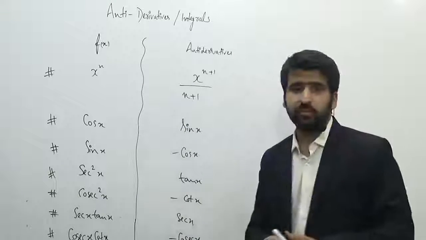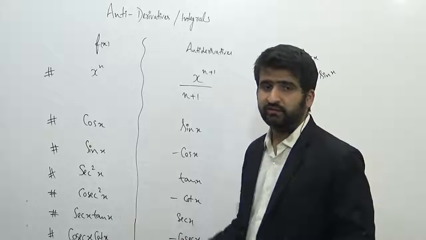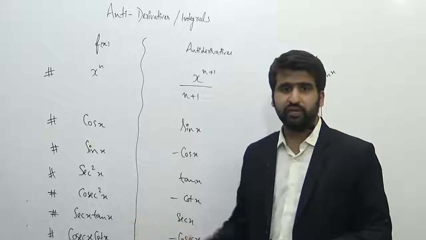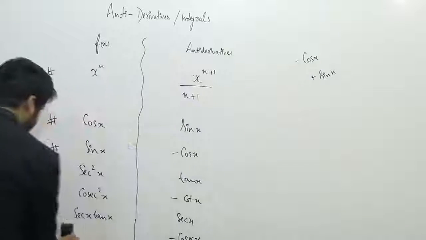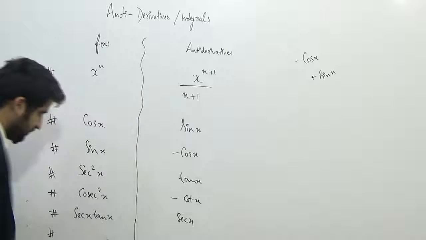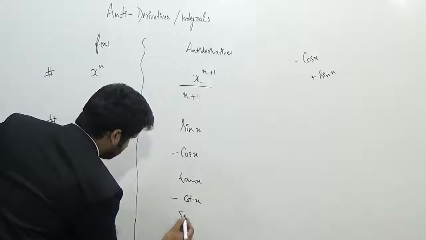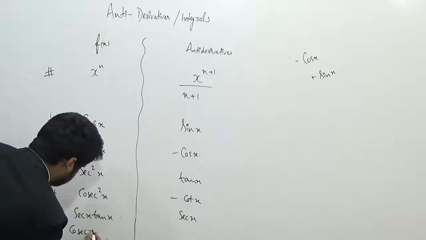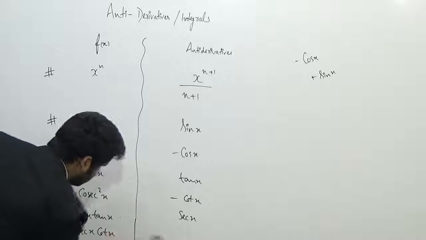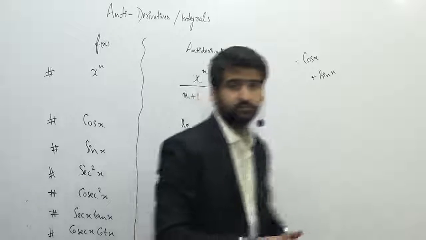Now you just have to remember the concepts of differentiation or derivatives. You will understand the concept of antiderivative very easily. Now this last one, if it is not visible, I'll write again. So this one was secant x and the last one is cosecant x cot x, and the antiderivative is minus of cosecant x.